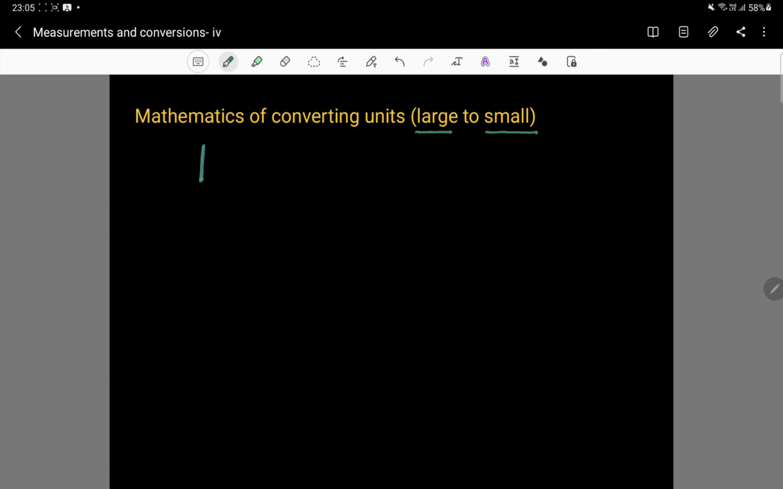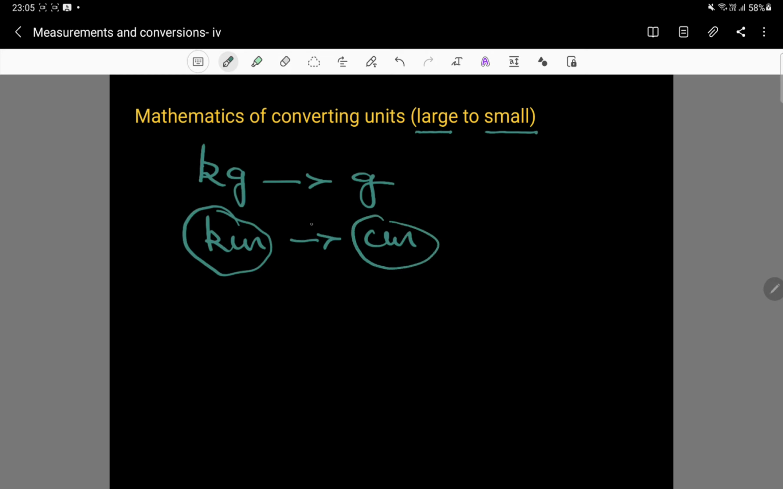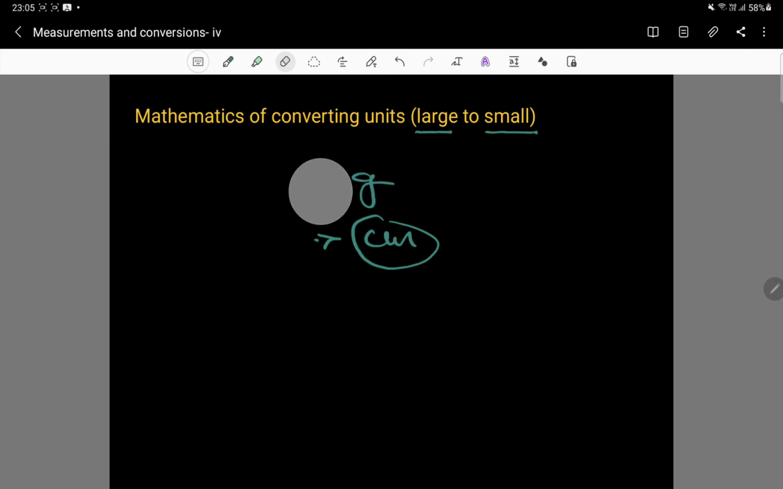Let me give you another example. How can you convert a kilogram into gram? Or how can you convert a kilometer into a centimeter? Remember, kilometer is a large unit and centimeter is a smaller unit. And how can we actually get these things done?